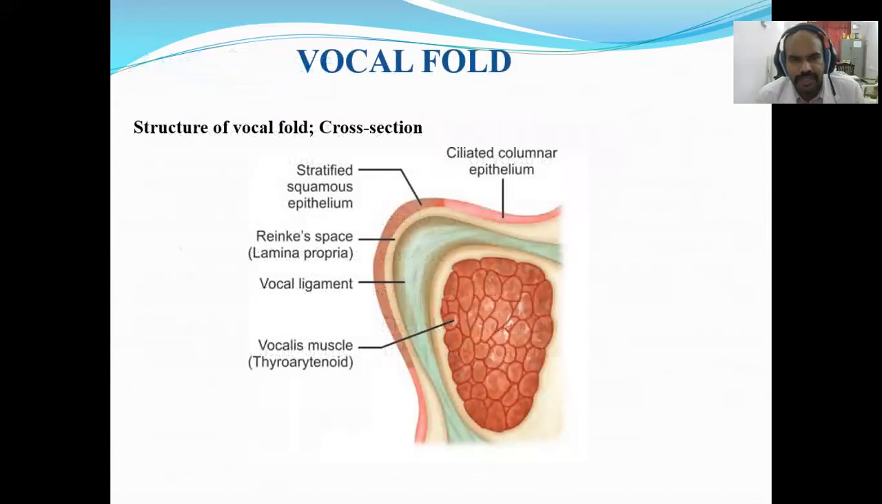So this is a diagram which is showing the Reinke's space, which is there between the epithelial layers of the vocal folds, and this fusiform enlargement of this region is called Reinke's edema.